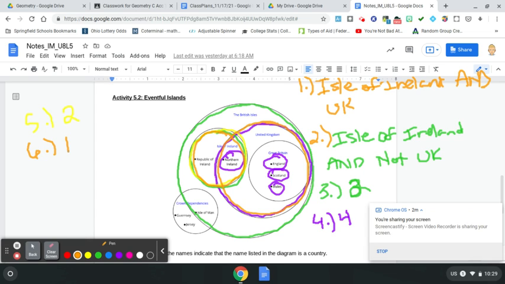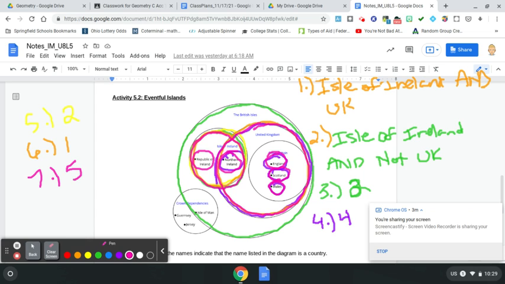Question seven, how many places displayed are part of the United Kingdom or the Isle of Ireland? So now it's the same two that are circled, but since it's or, anything inside this circle and anything inside this one. So I've got Republic of Ireland, 1, Northern Ireland, 2, England, 3, Scotland, 4, and Wales, 5. So question 7, there are 5 places.